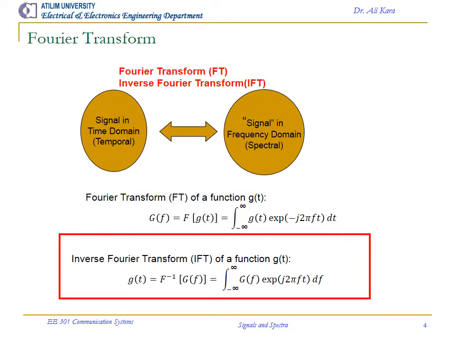The inverse Fourier transform is defined as g(t), which is the inverse Fourier transform of capital G(f), equal to the integral from -infinity to +infinity of capital G(f) times e to the power j2πft, integrated with respect to f.